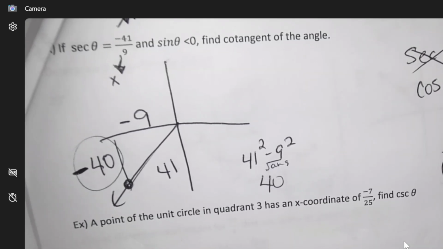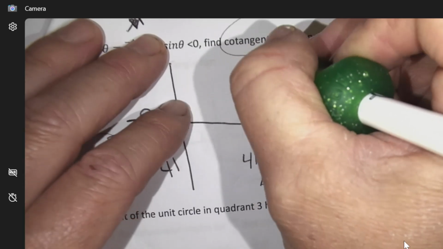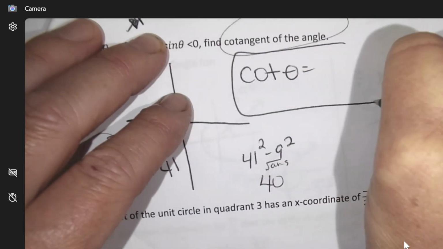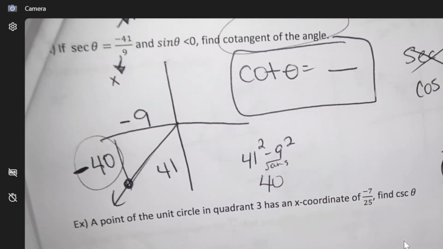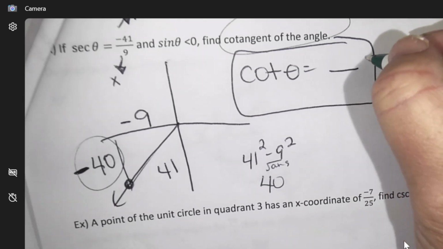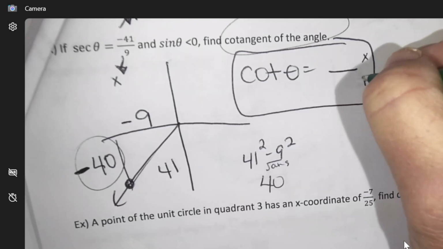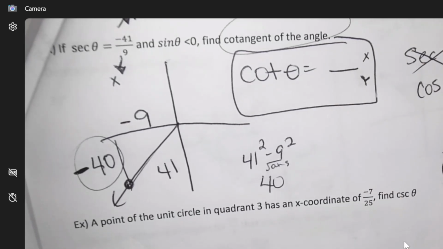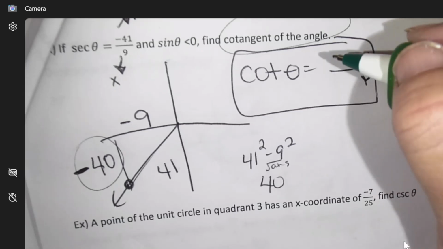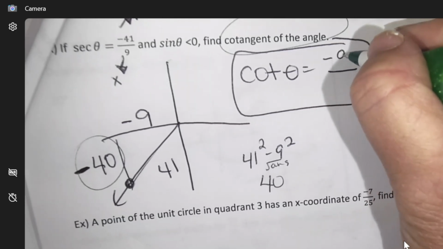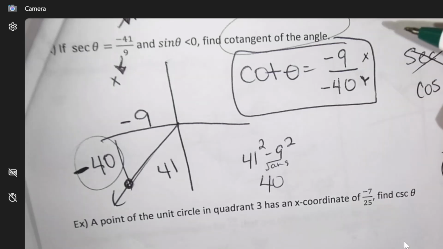Negative 40. Are we good with picking the negative on that one? Location-wise. Okay, and then final answer. Cotangent angle equals, and then which letters are we going to go with? What over what? So the x over y? X over y.